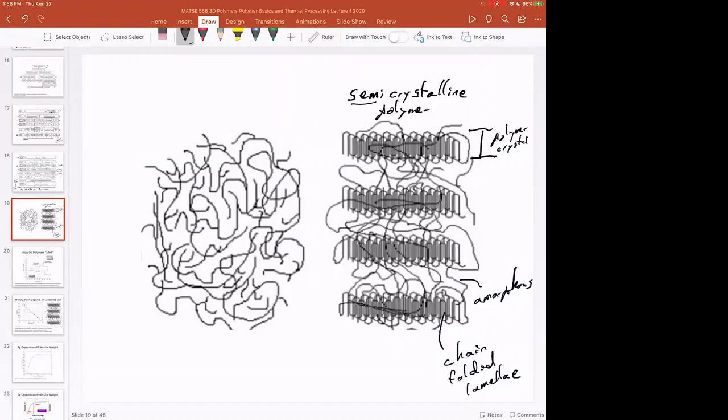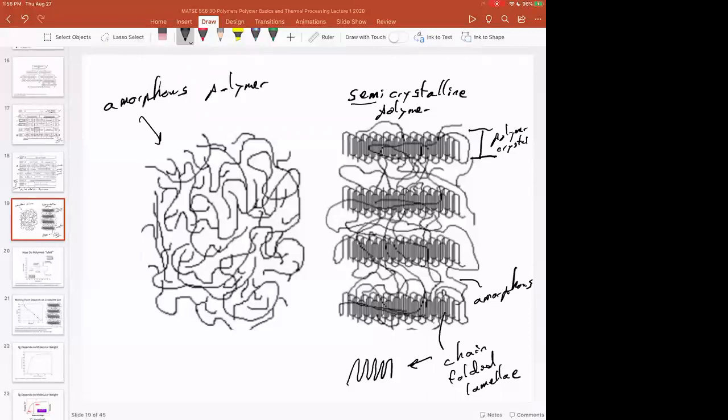And we'll take advantage of that in additive processing. So that's a really important concept that you should know and understand. If you don't get what I'm saying, we can talk about it in office hours, or I can send out some resources. A chain folded lamella is always going to look like this. That's how I'm going to draw a polymer crystal. This is just a big glob of amorphous polymer.